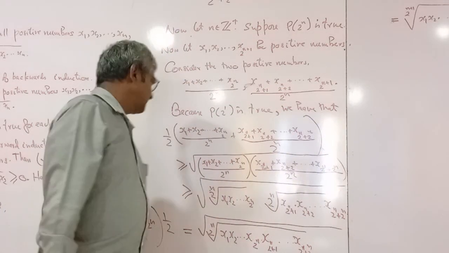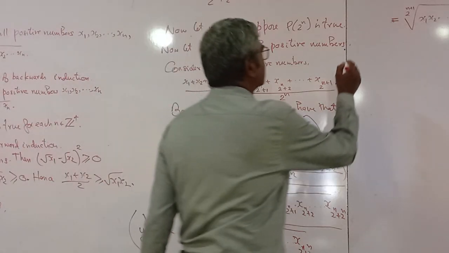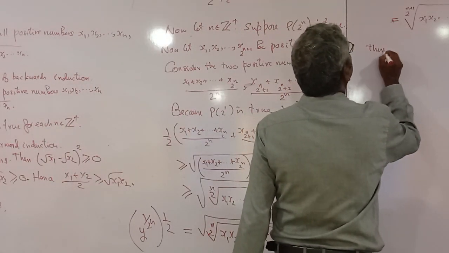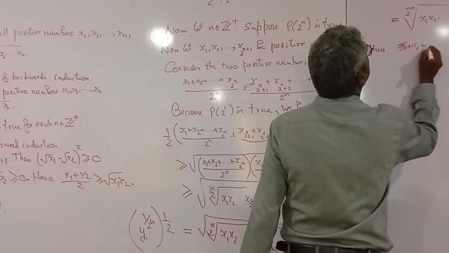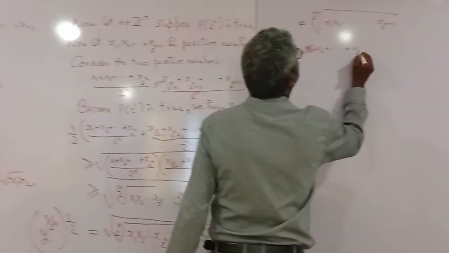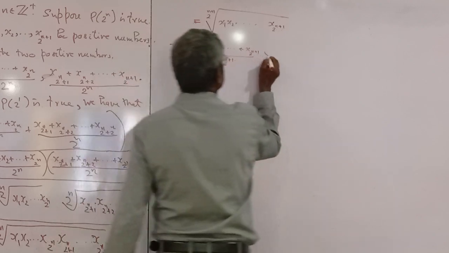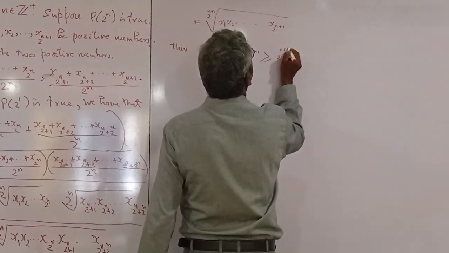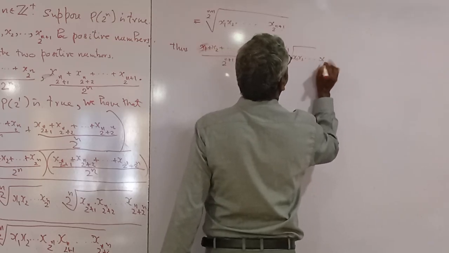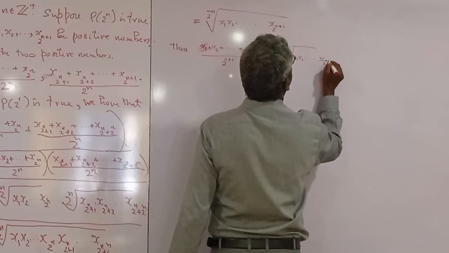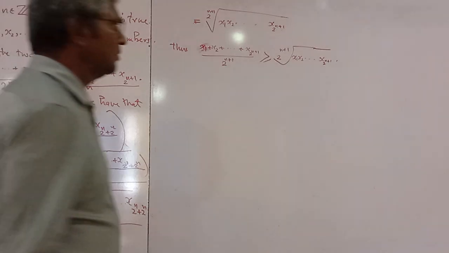So I have written thus: x1 plus x2 plus and so on plus x of 2 to the n plus 1, divided by 2 to the n plus 1, is greater than or equal to the 2 to the n plus 1 root of x1, x2 up to x of 2 to the n plus 1. Right? Therefore, P of 2 to the n plus 1 is true.